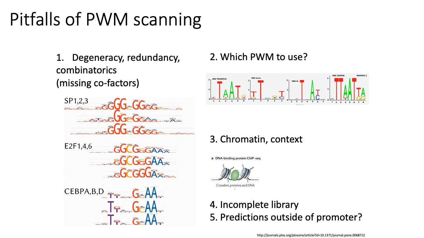Number 3 refers to the fact that binding in vivo is often context dependent, and PWMs currently do a poor job of capturing that context dependency. Number 4, PWM libraries are often really incomplete. In the human genome, for example, depending on how you count it, people think there are roughly 3,000 DNA binding transcription factors, most of which we don't have a PWM for in the first place, mostly because someone either wasn't able to generate a good antibody for those TFs, or those TFs just haven't been studied yet.